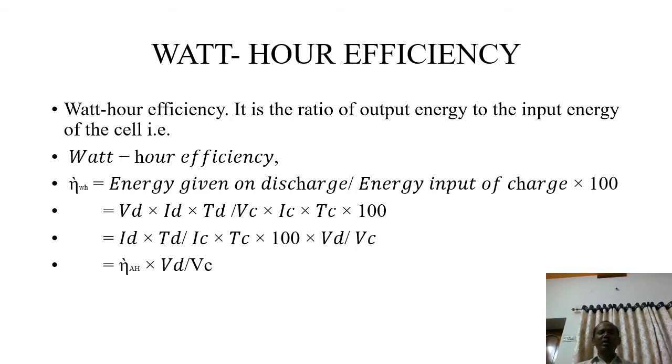This is watt hour efficiency. We have learned that watt hour efficiency is defined as the ratio of output energy to the input energy of the cell, denoted with the letter zeta WH. Therefore, it is energy given on discharge to energy input on charge into 100, with the equation Vd Id Td by Vc Ic Tc into 100, or zeta AH into Vd by Vc, which is called watt hour efficiency. Right?